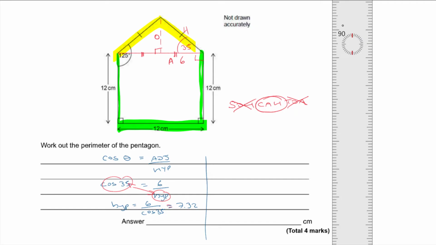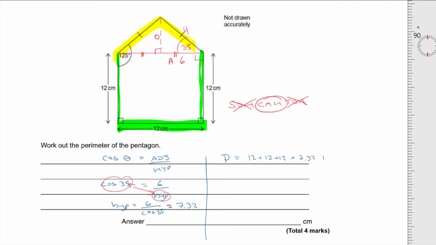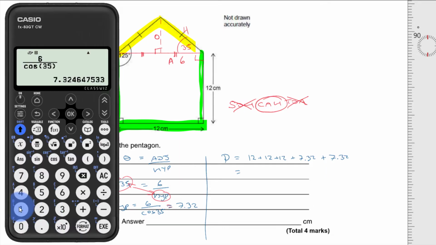Okay, so then finally the perimeter is going to be the 12 plus the 12 plus the 12 plus the 7.32 plus the 7.32, the two equal sides along there. I've written down 7.32, but I am going to use the calculated value. So I'm going to take my last value, times it by 2, and add on 3 lots of 12, and that comes to 50.64. So I'm going to round that down to 50.6.